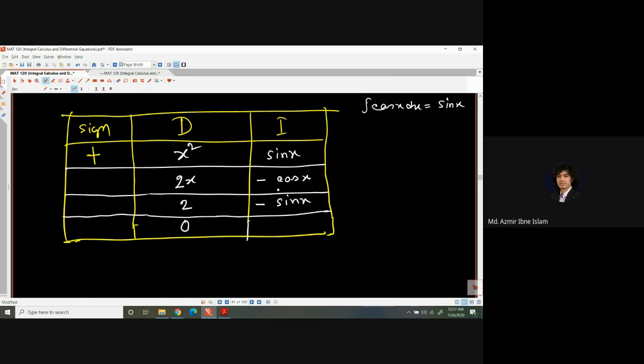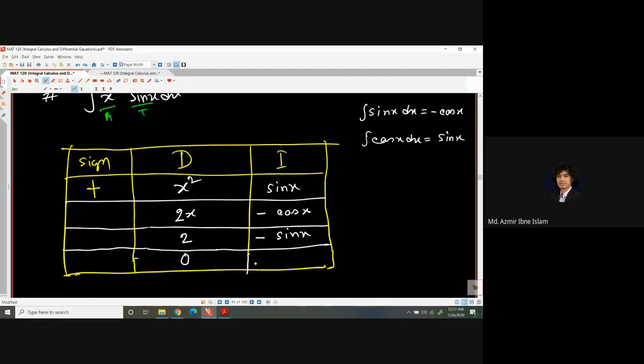Since this column is for repeated integration, again we have to integrate this part. So integration of sine x dx is equal to negative cosine x, and before it we have another negative, so negative negative will finally give us positive. So we will get positive cosine x. This is our last part because we have 0 here. Now complete the sign change: plus, then minus, then plus, then minus.